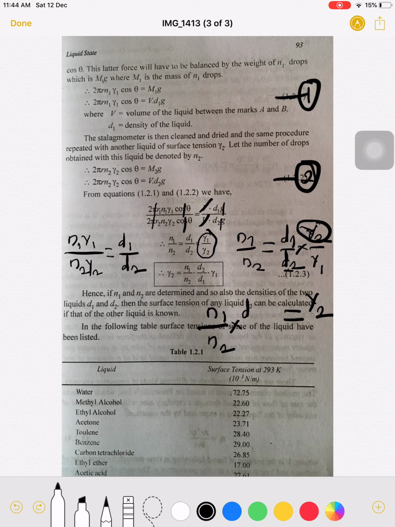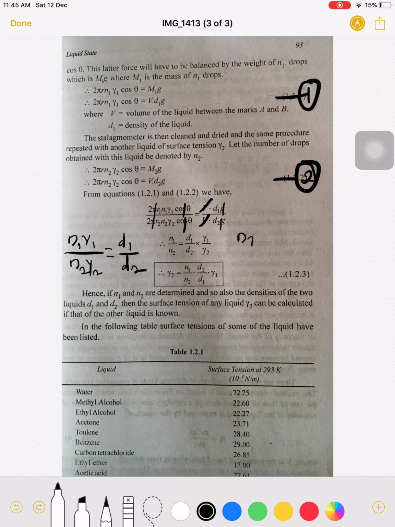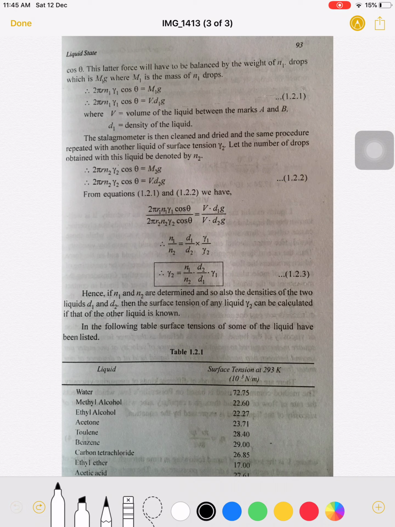By use of these equations we can calculate the surface tension of the liquid. If we know the number of drops for liquid 1, that is n1, and for liquid 2, n2, and if we know the densities of the liquids and the surface tension of any one of the liquids, then we can calculate the surface tension of the other liquid using this equation. So y2 is equal to n1 upon n2 into d2 upon d1 into y1. By use of this equation we can calculate the surface tension of the liquid.